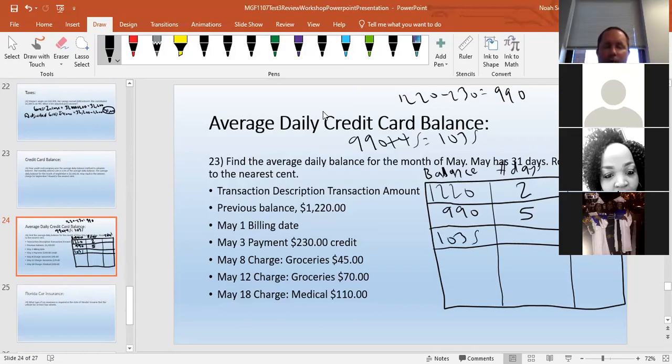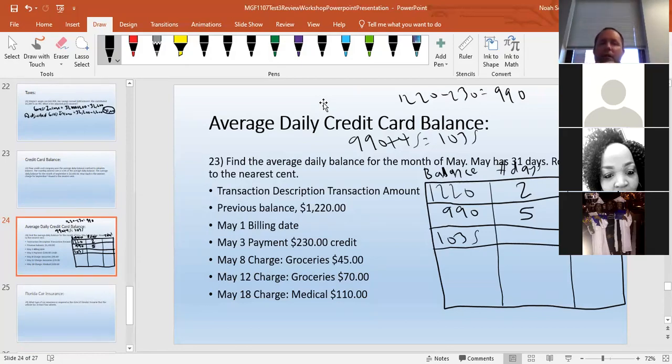Now let me test your understanding. How many days would the balance have been 1,035? It started on May 8th. So how many days would it have stayed at that balance? Anyone? Would it be 4 days? You said from the 8th to the 12th?